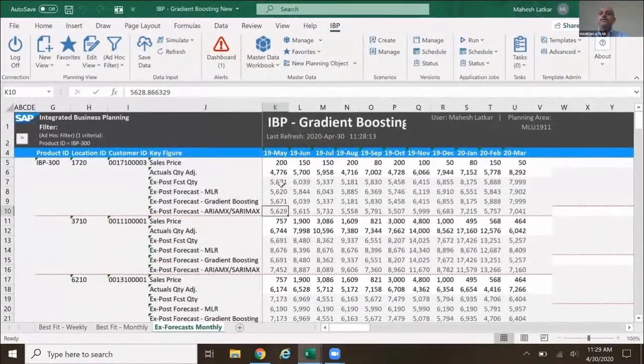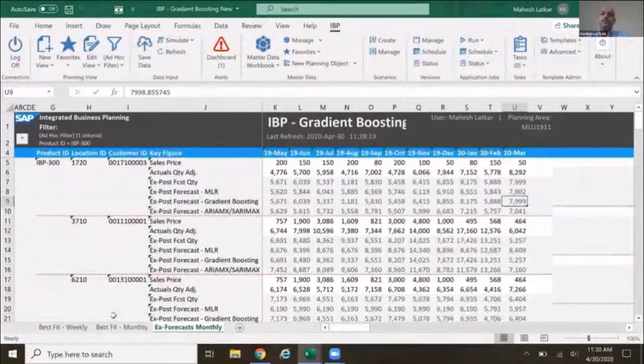Okay, you can see here it has chosen gradient boosting as the best fit for this particular example, because it is applying the same pattern. Where you got high sales price, your forecast number is coming down, and where you got less sales price, your forecast number is going high. Similarly, here you got a $50 sales price and the number is very high. So if you look at this pattern, it is really reacting to sales price.